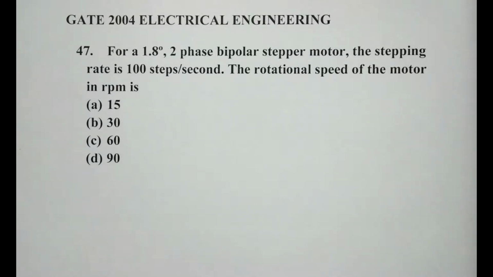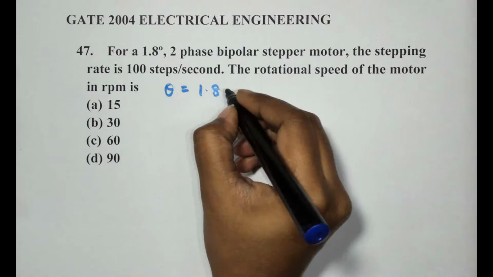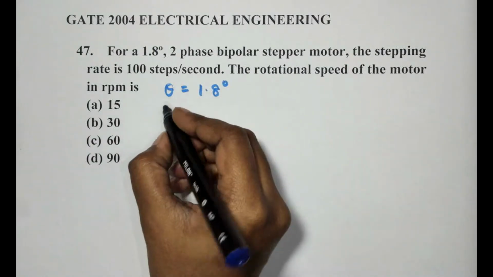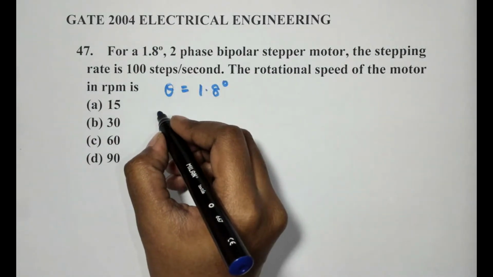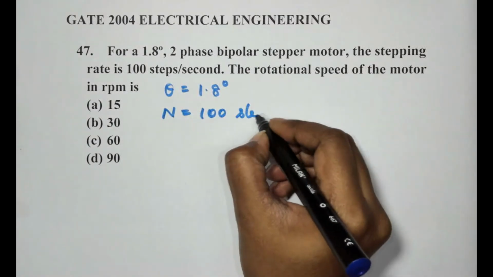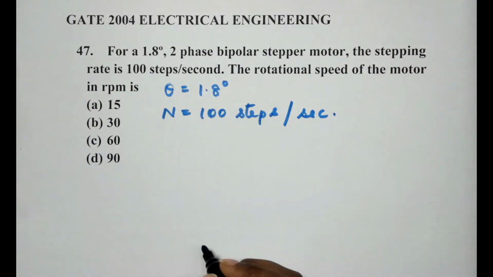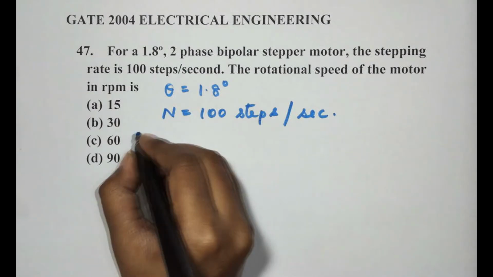Okay, so let's begin by writing down what's given and then we'll proceed. We have our angle theta given as 1.8 degrees. We have also been given that the rate is 100 steps per second. Now let's find out the steps required for one revolution.